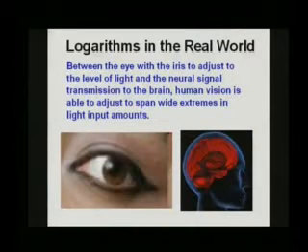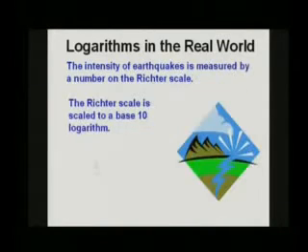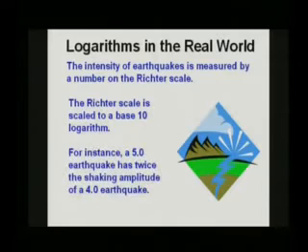Between the eye, with the iris to adjust the level of light, and the neural signal transmission of the brain, human vision is able to adjust to span wide extremes in light input amounts. The intensity of earthquakes is measured by a number on the Richter scale. The Richter scale is scaled to a base 10 logarithm. For instance, a 5.0 earthquake has twice the shaking amplitude as a 4.0 earthquake.